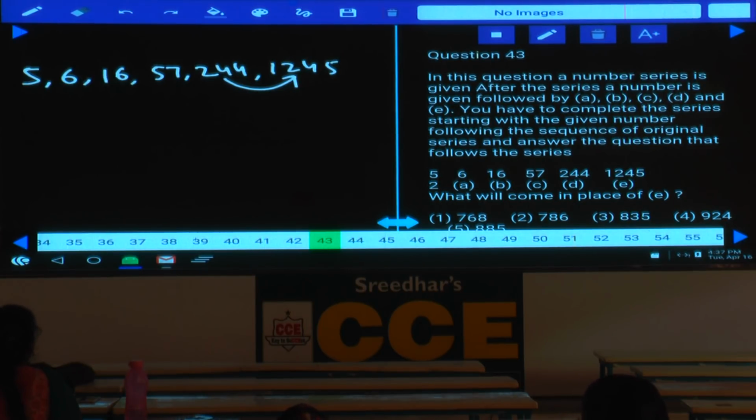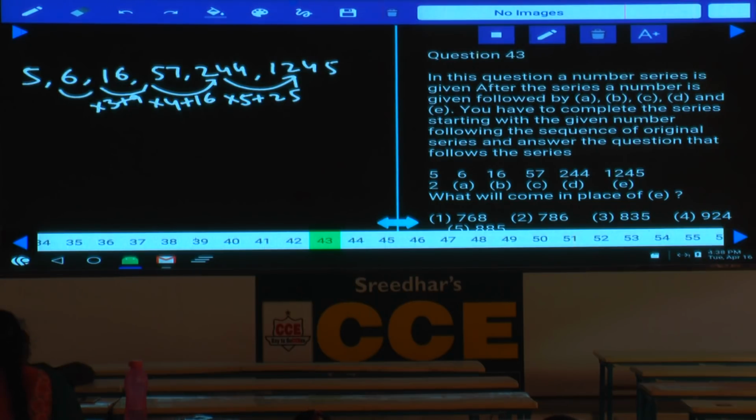That means 244 into 5 will be how much? 1220. Into 5, 1220 plus 25. As it is into 5 plus 5, then check out here. Now this 57 into 4, 57 into 4 plus how much? Plus 16. And this is into 3, 48 plus 9, 57. And this is into 2 plus 4. And this will be into 1 plus 1. That is into 1 plus 1 square, into 2 plus 2 square, into 3 plus 3 square, into 4 plus 4 square, and into 5 plus 5 square.